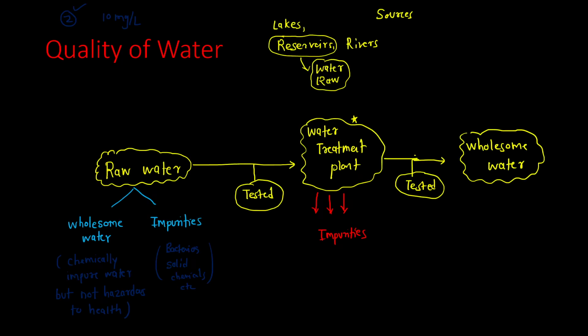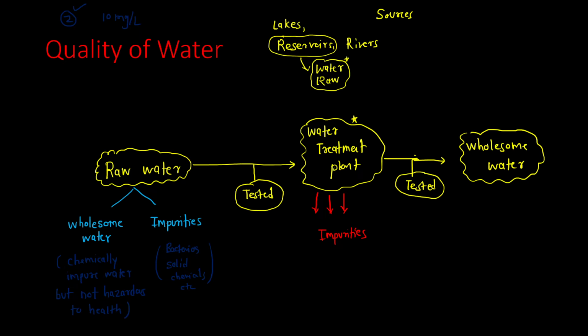So what are the various impurities that are present in water that we are going to discuss in this video? Before starting, let me revise the main concept from the previous video. From any reservoir, the water we take is called raw water. That raw water is first tested to see what impurities are present in it. Then after testing, it is sent to the water treatment plant.